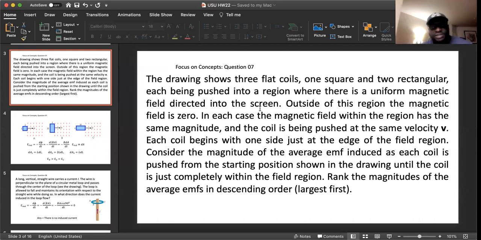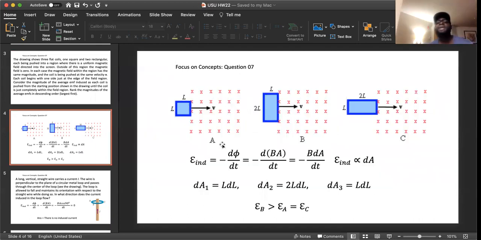Consider the magnitude of the average EMF induced as each coil is pushed from the starting position shown in the drawing until the coil is just completely within the field. So rank the magnitude of the average EMF in descending order. So we're going to start from the largest to the lowest. So this is what we have.